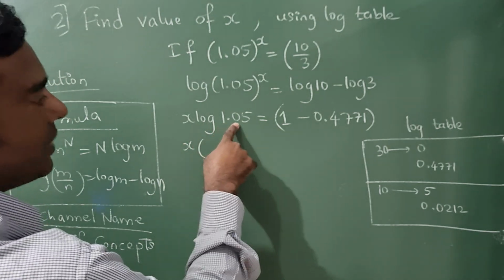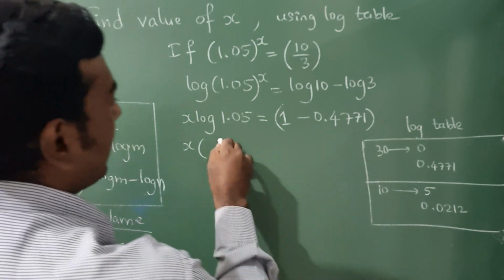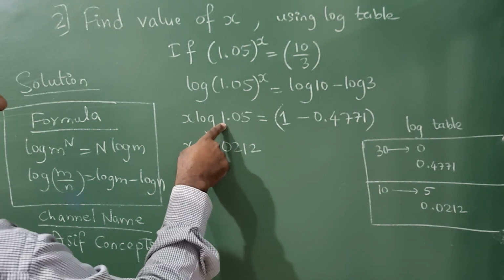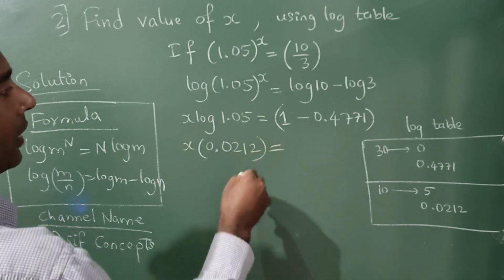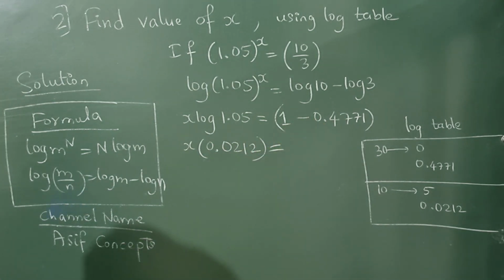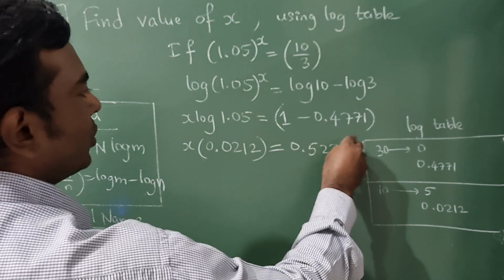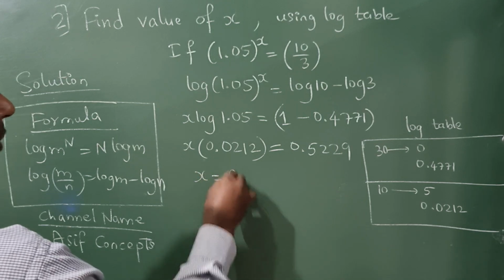Now again go to log table. There you have to see for 10th and 5th column. So it is 0, 2, 1, 2. Since there is a 1 here, you have to write 0. Okay. Now subtract this with the help of calculator. So it will be 0.5229.